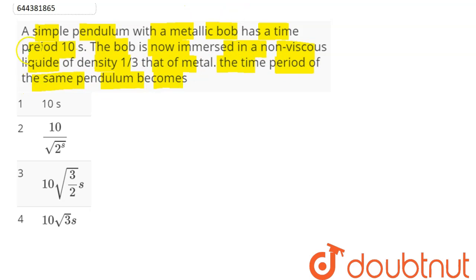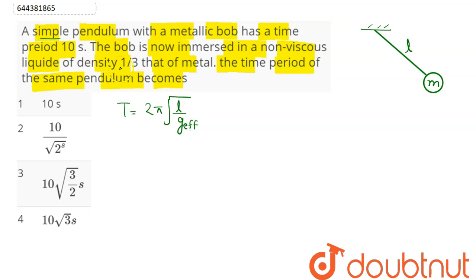So we can say here, for a simple pendulum with a bob attached to one end, we have the time period given by the formula. Let this be length L and the mass of the bob be M. The time period of this simple pendulum is given as 2 pi root under L divided by G, where G here is the G effective.